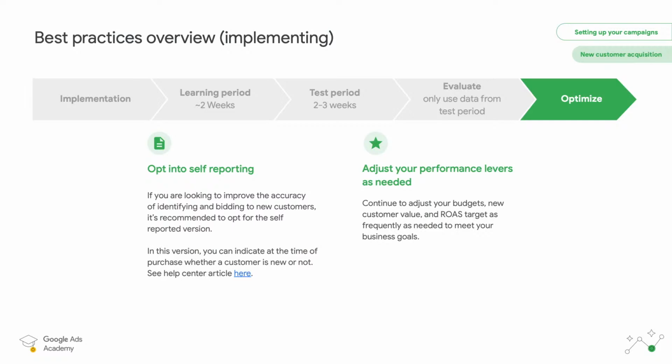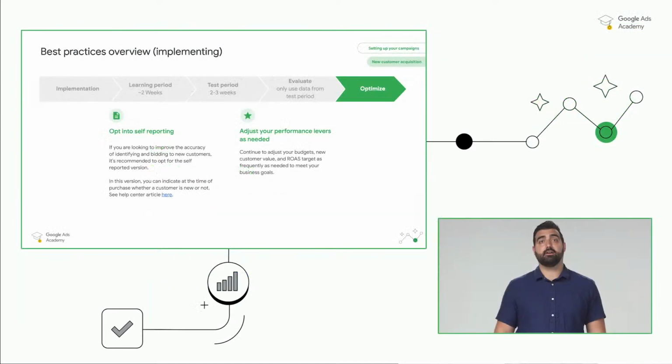Great, moving into opting into self-reporting, add the NCA tag snippet to your Google conversion tracking tag can help you with more accurate new customer detection. Having the NCA tag and audience lists added will give you the most accurate new customer detection possible. Adjust levers as needed. You can always adjust budgets, NCA value, ROAS targets, or anything like that to meet the needs of your business.